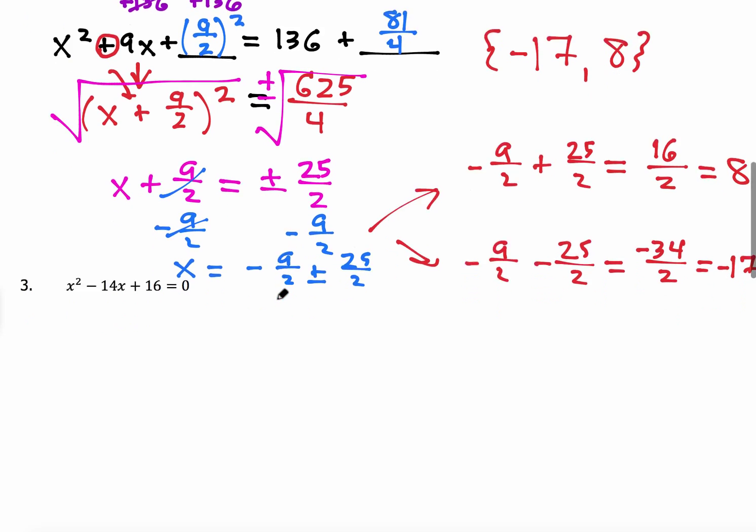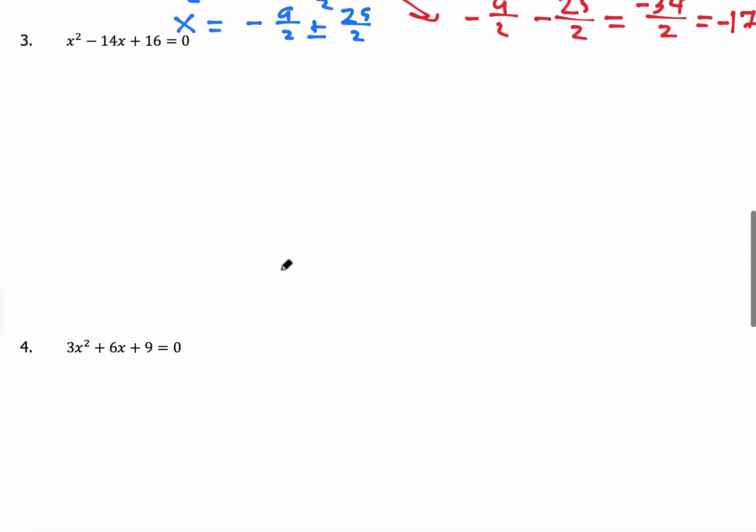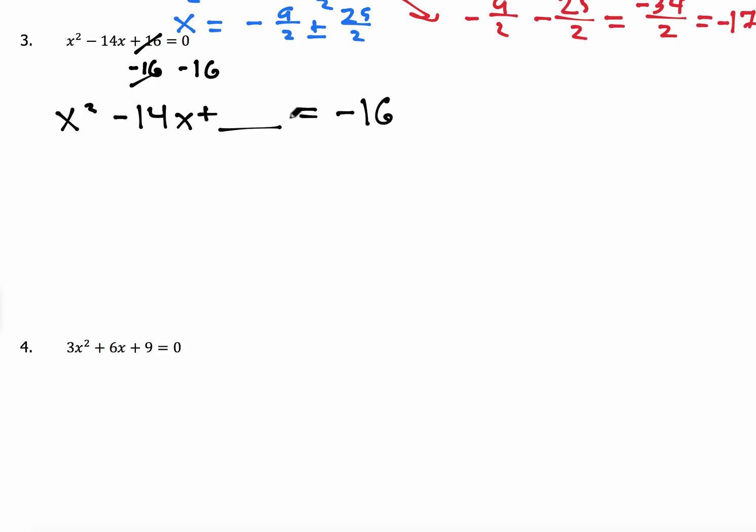Okay, number 3, we have x squared minus 14x plus 16 equals 0. Again, I'm going to take my constant over to the right side, so subtract 16 from both sides. That gives me x squared minus 14x on the left side, and on the right side, I have my negative 16. I'll add in my blanks here and here.